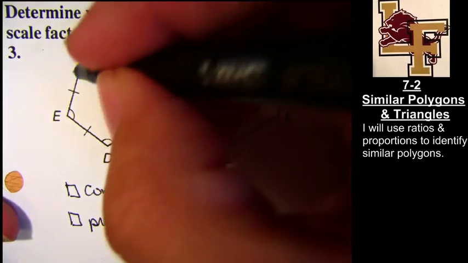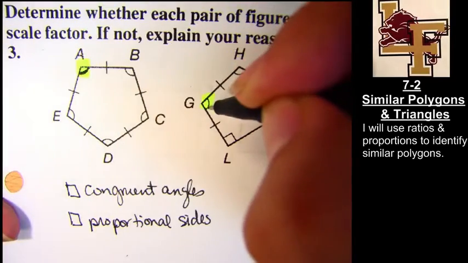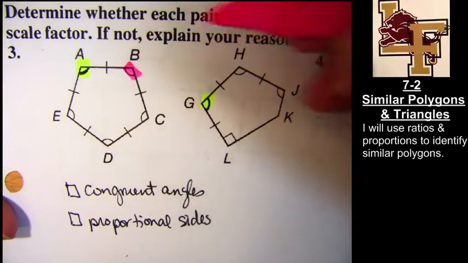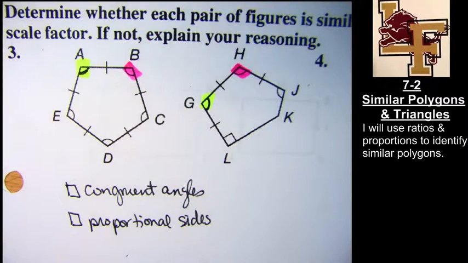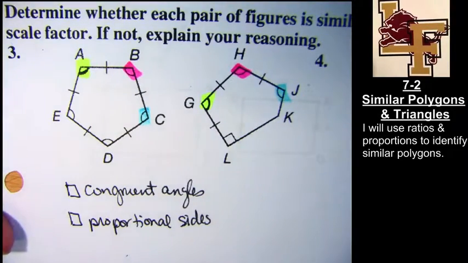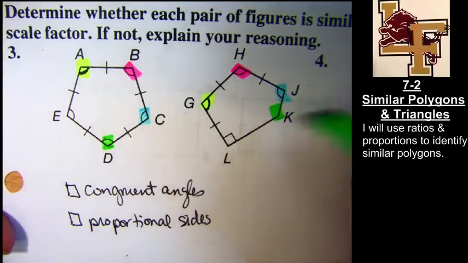See this little marking right here? Yes. Those angles are congruent. What about those two? Are they congruent? Okay, so far so good. These two, are they congruent? The green ones? Or the blue ones? Yes. And these two?